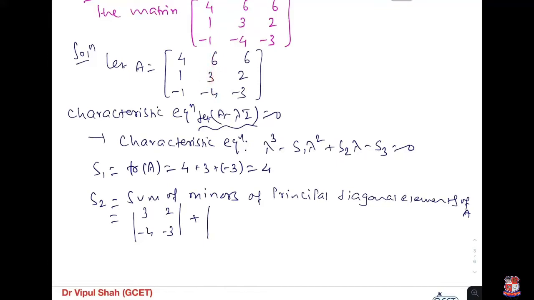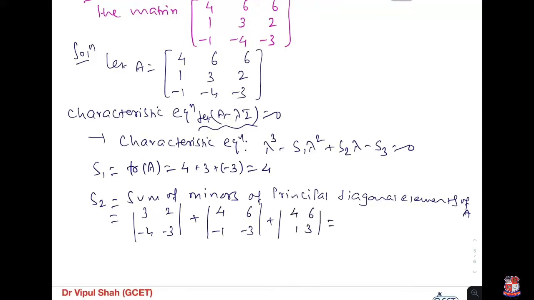Then plus. Now the minor of this 3. So we need to hide the second column, second row. So these are the 4 elements: 4, 6, minus 1, minus 3. Then the minor of this minus 3. So we have to hide the third column, third row. So these 4 elements are there: 4, 6, 1, 3.